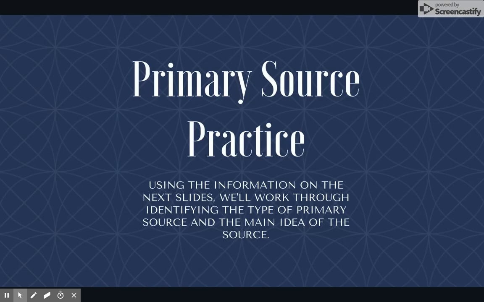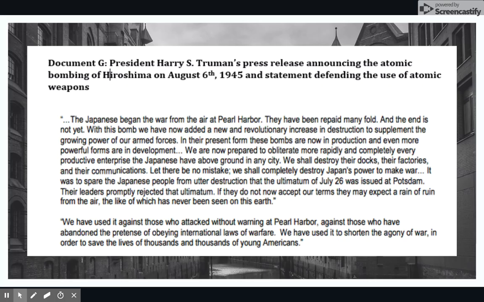So we're going to do just a quick primary source practice. Using the information on the next slides, we'll work through identifying the type of primary source and the main idea from the source. So this is a document that you actually see in one of your assignments, and it is a press release from President Harry Truman's office announcing the atomic bombings of Hiroshima on August 6, 1945. And the statement defends the use of the atomic weapons.